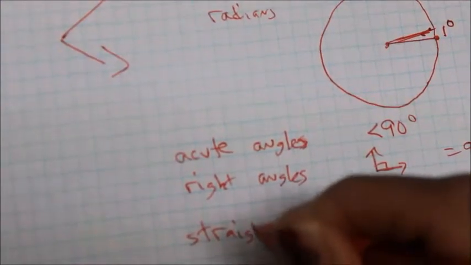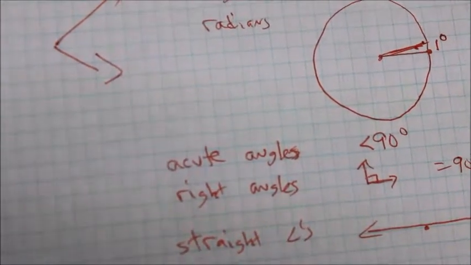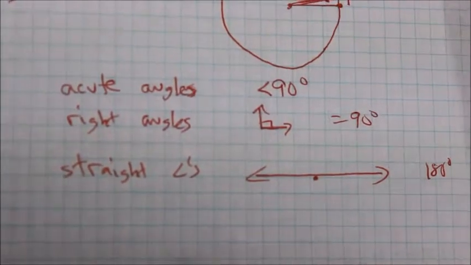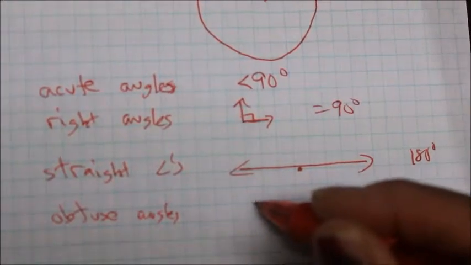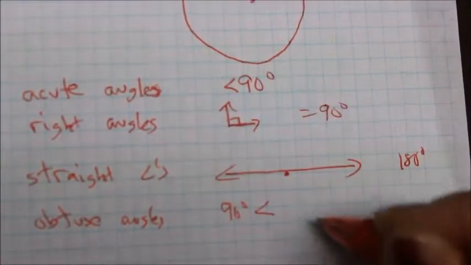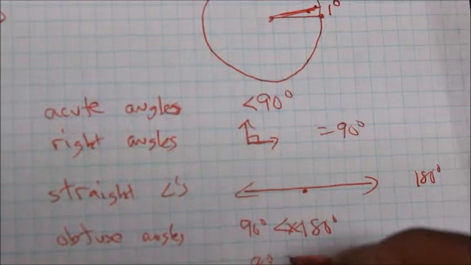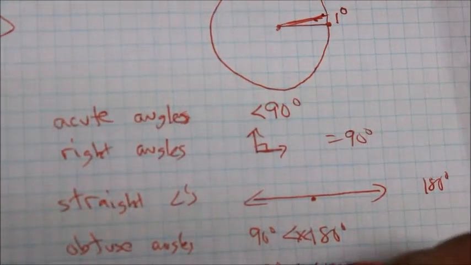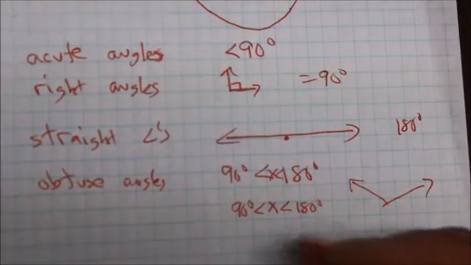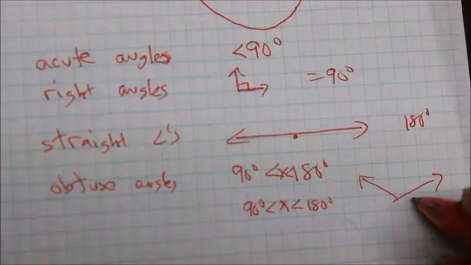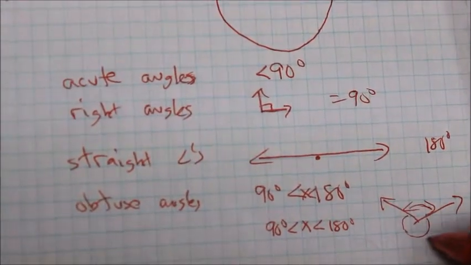We also have what are called straight angles. They have a measure of 180 degrees. And we also have obtuse angles. Those are angles that are larger than 90 degrees but less than 180. We could, I don't think your book talks about this, but technically you can have a reflex angle. That would be an angle that's larger than 180 degrees. So this would be my obtuse angle, and then this would be my reflex angle.